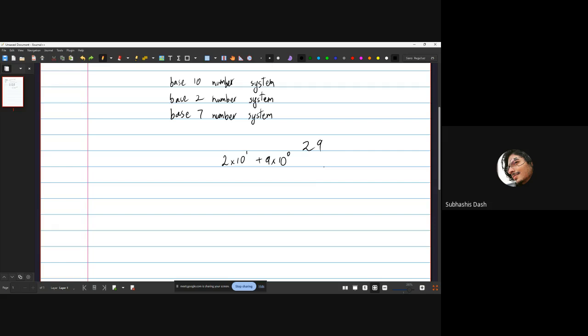Similarly, if we were to use, let's say, 1010, this would mean 1 into 2 to the power 3 plus 0 into 2 to the power 2 plus 1 into 2 to the power 1 plus 0 into 2 to the power 0.